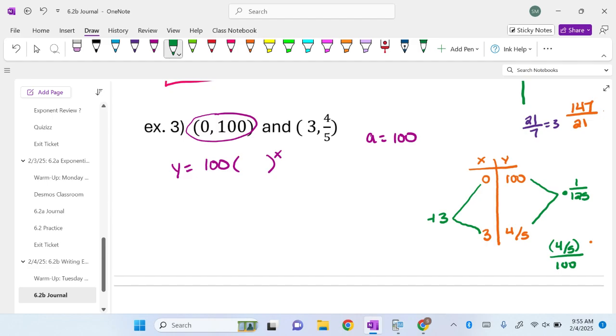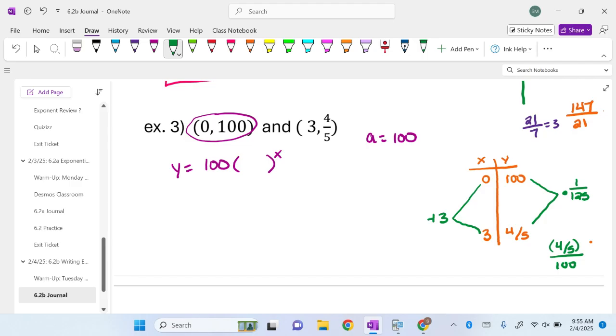Just hold on to it for right now. All right. So that may seem like a small fraction. However, is that going to be what our b value is equal to? So is 1/125 our b value? Yes or no? No. Why is it not our b value?